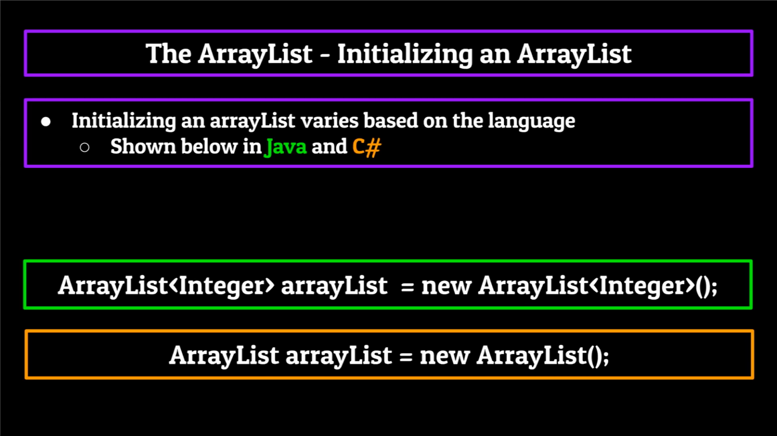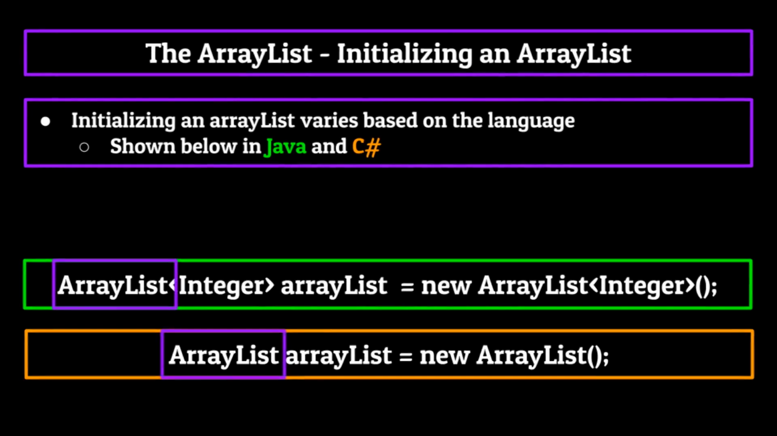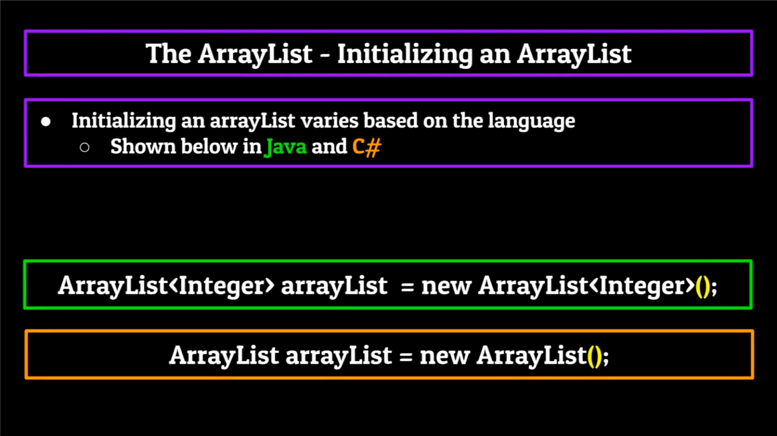For right now, this just means that to create a new array list, we have to invoke the ArrayList class when defining it, which as you can see is done at the beginning of both initializations. After that, you can see that we give it a name, which is then set equal to new ArrayList with a set of parentheses.